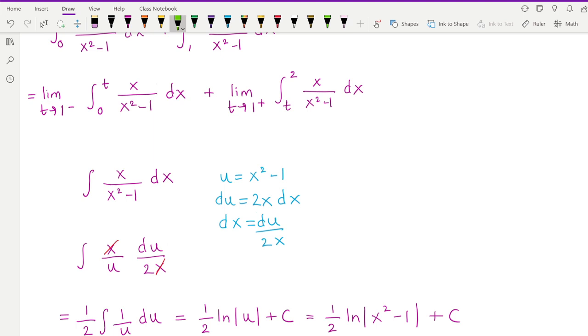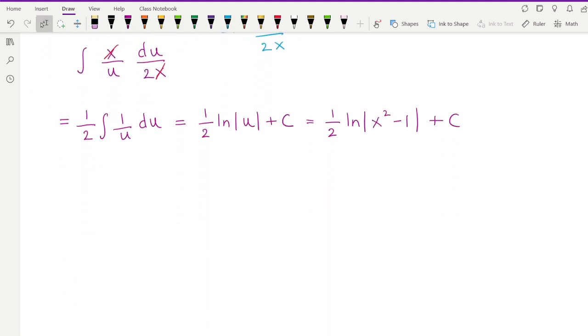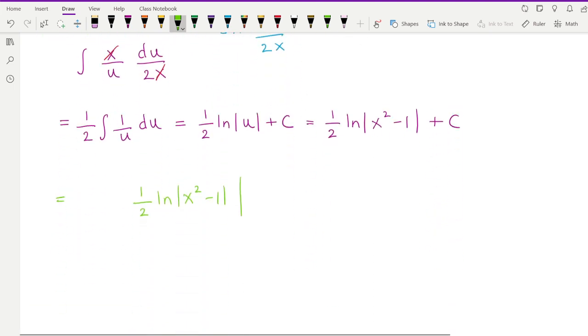So we were evaluating this integral from 0 to t, and so now we can jump ahead and say, okay, this is going to be equal to our antiderivative. So let me give a little more space here. So 1/2 times ln of absolute value of x squared minus 1 evaluated at, so what were the bounds again? They were t and 0. And we're taking the limit as t approaches 1 from the left. So now let's go ahead and put in our bounds.